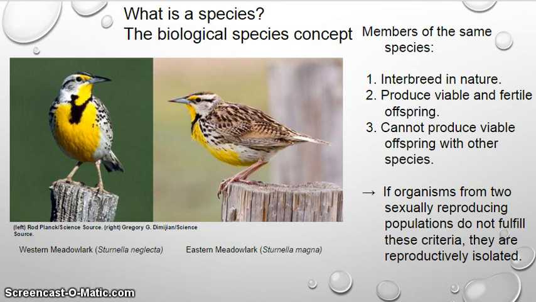Furthermore, the mating calls are different enough that even if they were in the same spot, they would not be able to attract females of the opposite species because the mating call would be unrecognized by the individual from the other species.